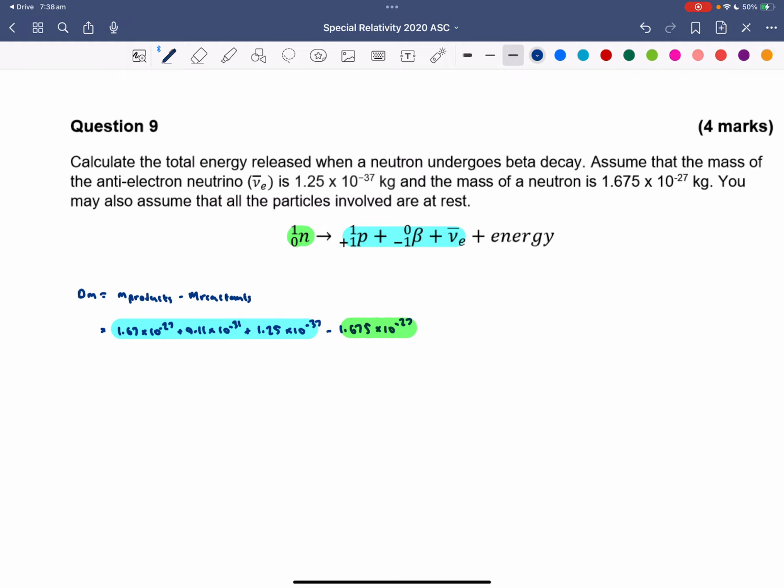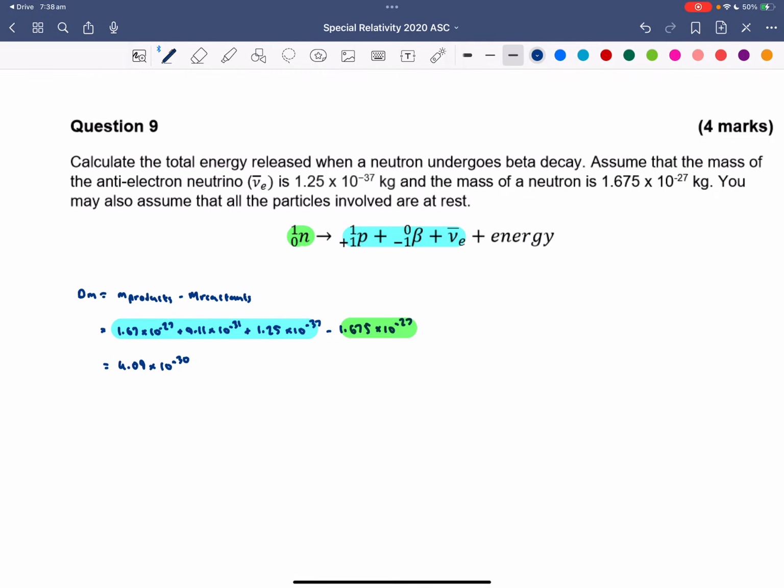So the mass defect is equal to 4.09 times 10 to the negative 30 kilos. That is the mass defect.